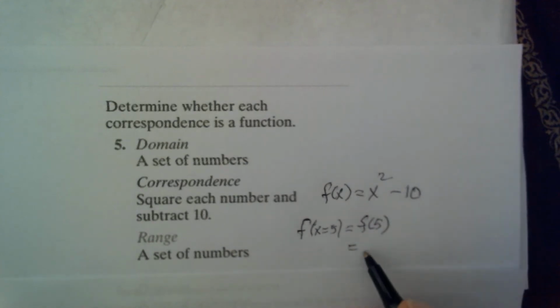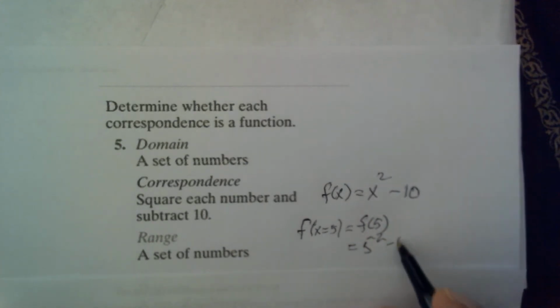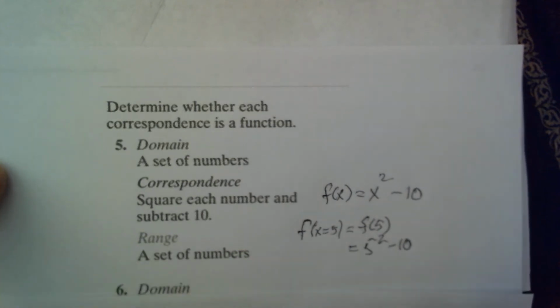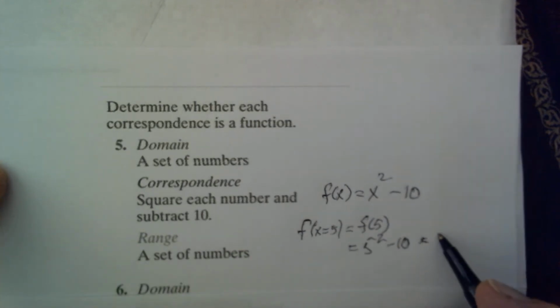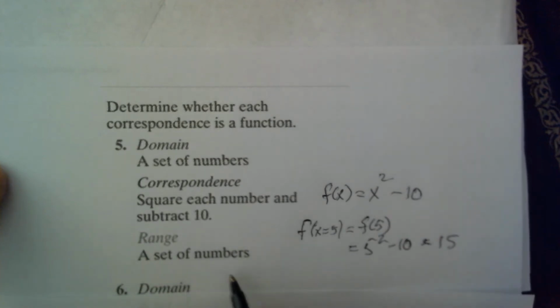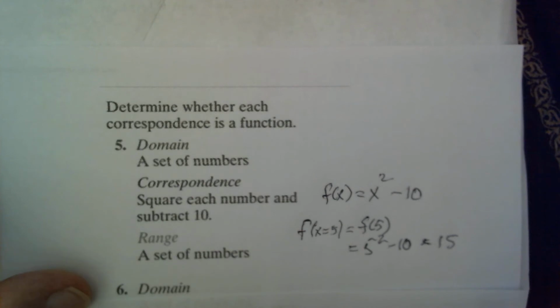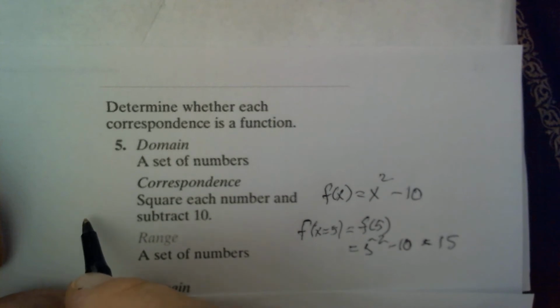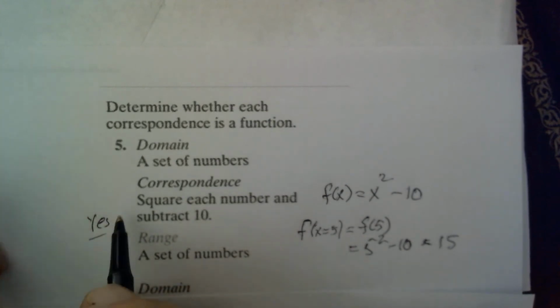And that means we square 5. And so 25 minus 10 is equal to 15. And that's a set of numbers. And we can do that for any number, including 0 and negative numbers. So that is a function, because for any given input, we have a very specific output. No input can give us two different outputs. So that's a function. This correspondence is a function.